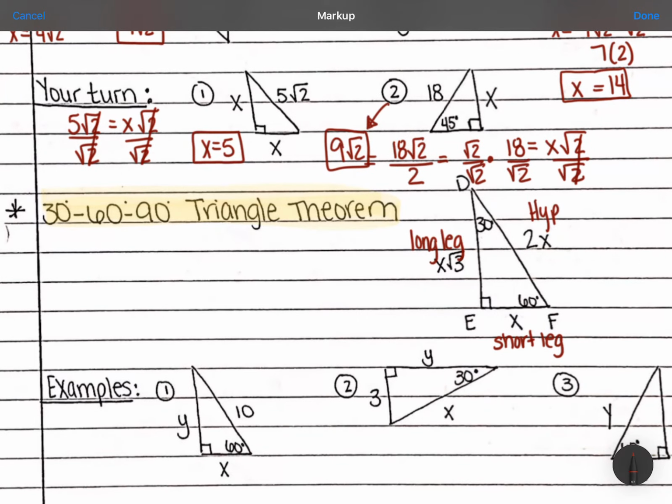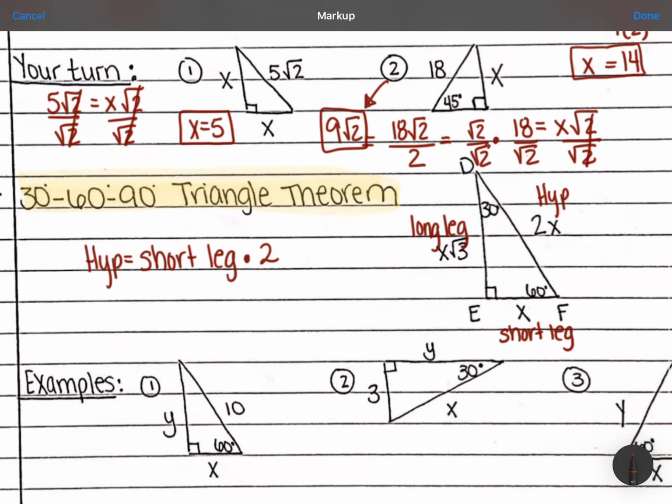With the 30, 60, 90 triangle, you have two equations you can use. You would plug in the information that you know, and you would solve for either x or y. One of the equations is that your hypotenuse is equal to your short leg times 2. So that one's a really nice, easy one, because if you know your short leg, all you have to do is double it, and that gives you the hypotenuse.